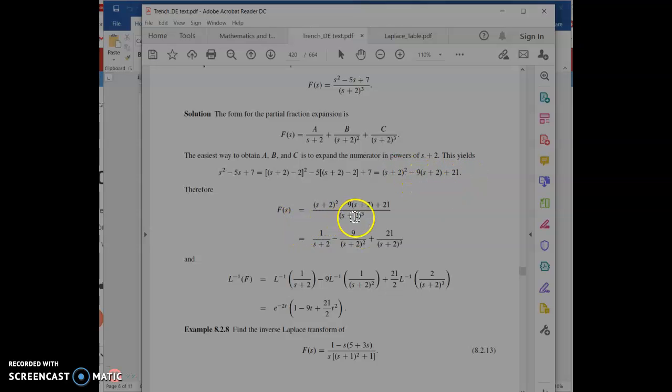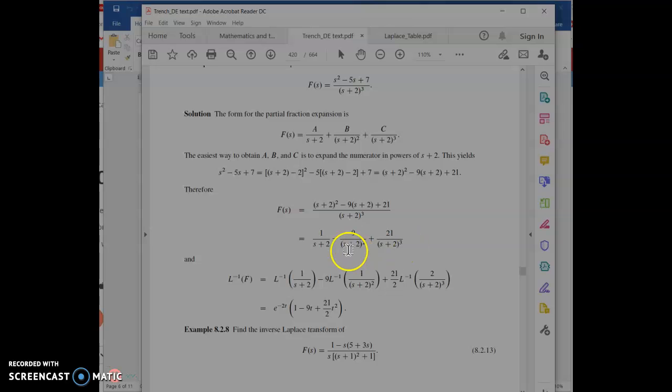And you stick that over (s+2) cubed, and then you write it as the sum of 3 rational functions. So it's really nice. The (s+2) squared over (s+2) cubed gives you 1 over (s+2), and so on. Minus 9 over (s+2) squared plus 21 over (s+2) cubed.